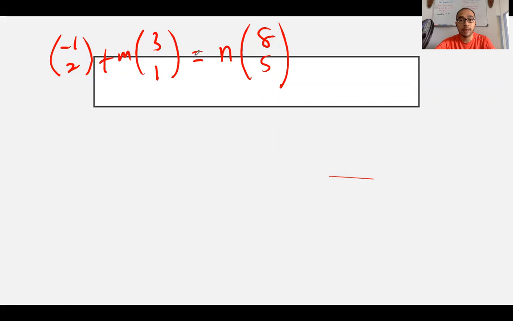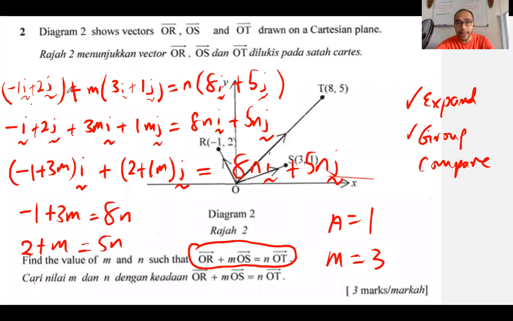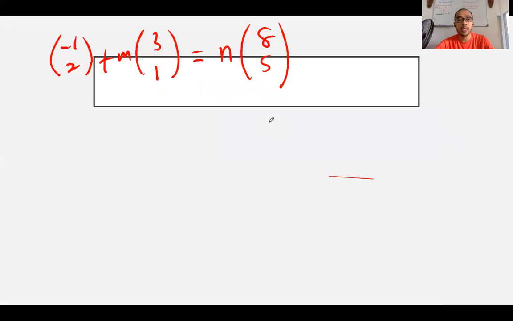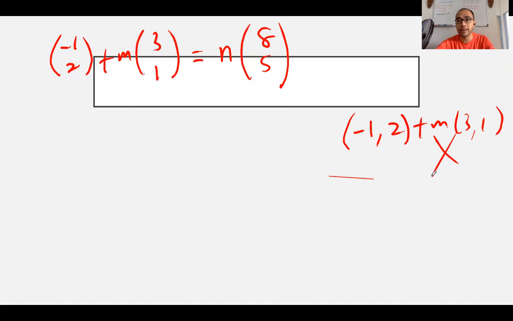Bolehkah itu? Ya, betul. Boleh tidak. Kalau kamu tidak mau tulis I dan J, you have to do this. Okay? If you do it like this, you have to write the I and J. So, dia bergantung lah. Kalau kamu tulis, if you write negative 1, 2 plus m, 3 and 1, ini tiada maksud, this has no meaning at all in mathematics.